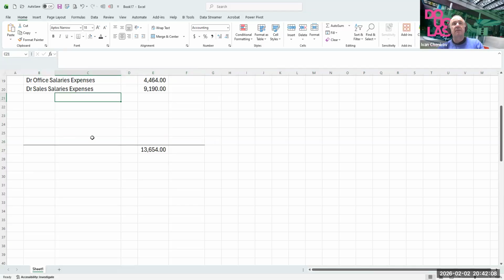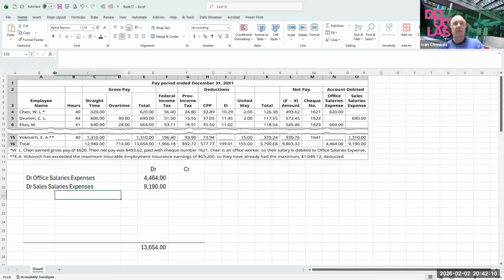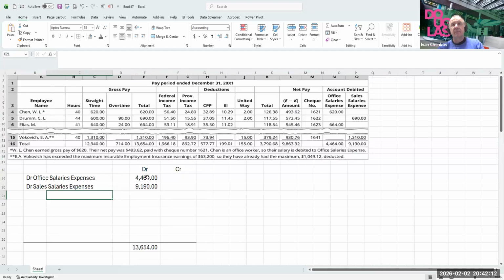Let's go now. Credit. Let's see which account we're going to credit. First, out of that money, what the employee is not going to get. From the employee, we have to deduct federal income tax. So credit federal income tax payable, since we have to pay it.